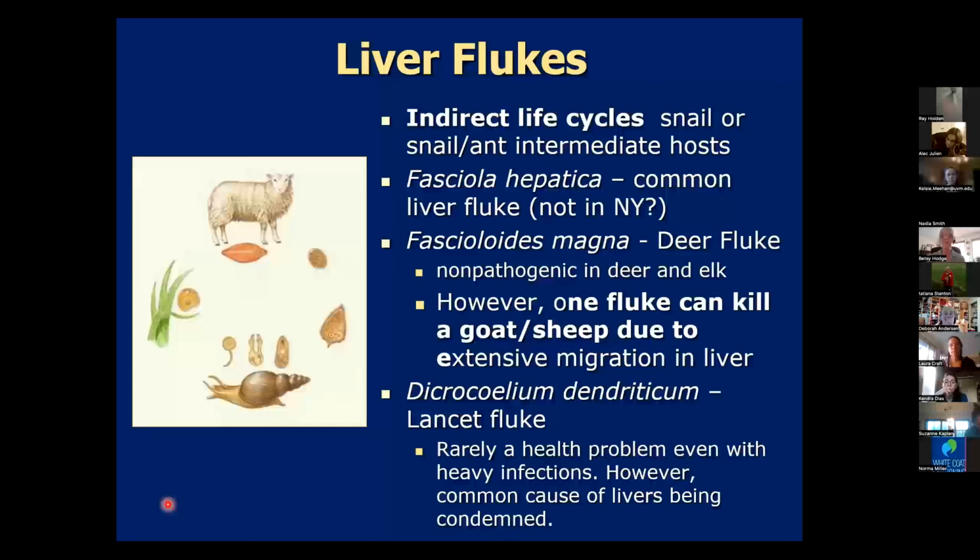Fascioloides magna, or the deer fluke. I bet everybody here has deer on their farm, unfortunately, for the sheep and goats, because they carry the deer liver fluke. It does not bother the deer or the elk. However, one fluke can kill a goat or sheep due to its extensive migration around in the liver, and it travels all around, and I'll show you some pictures of some livers in a moment, and you can see the damage that gets done. And Betsy, it's primarily in deer populations in the Catskills and the Adirondacks.